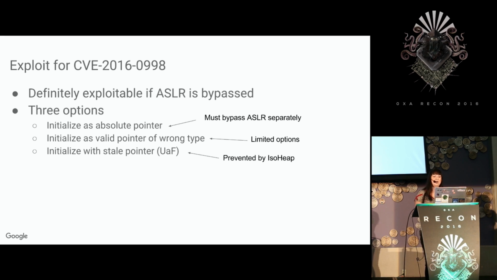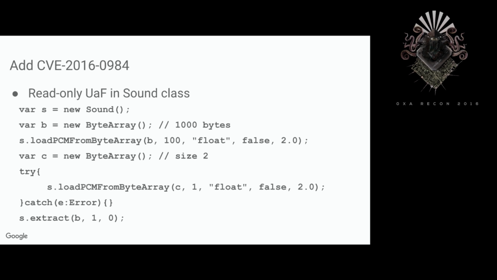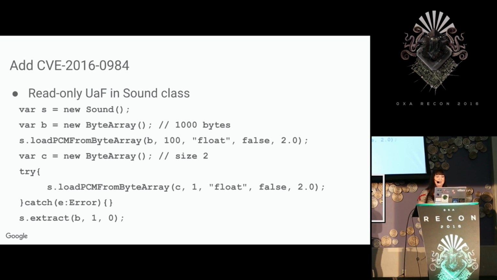So I ended up using option 1 because I accepted at this point that I had to use a different bug to exploit this original bug. So I paired it with this other bug I found, and this is a read-only use after free in the sound class. And it also has to do with exception handling, like I explained earlier.